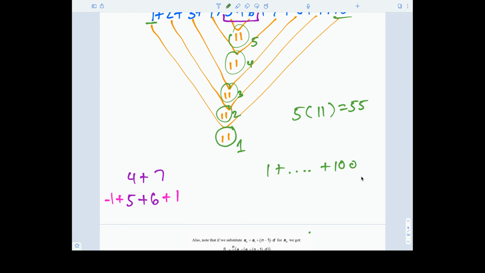So he added up 1 and 100. And he said, how many pairs do you have? Well, if you're going from 1 to 100, that's 100 terms. The pairs would be 100 divided by 2.